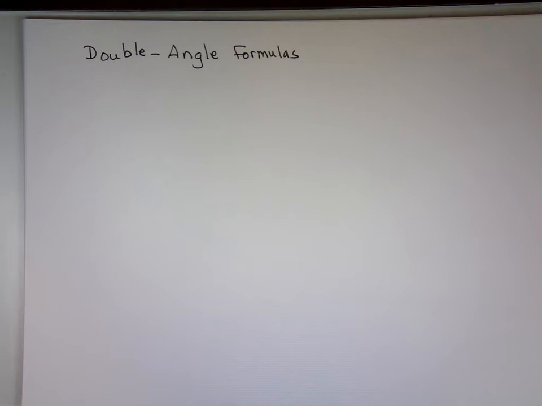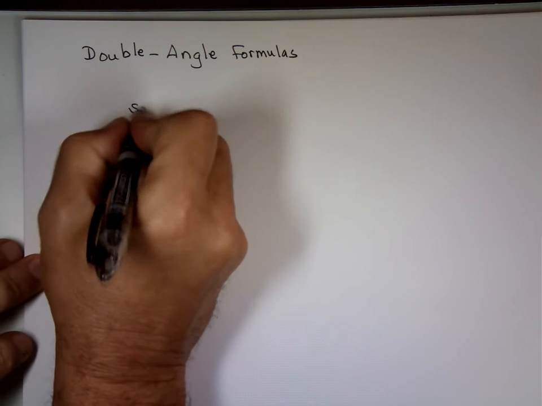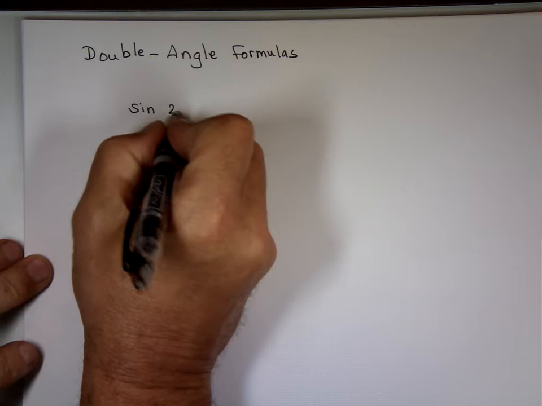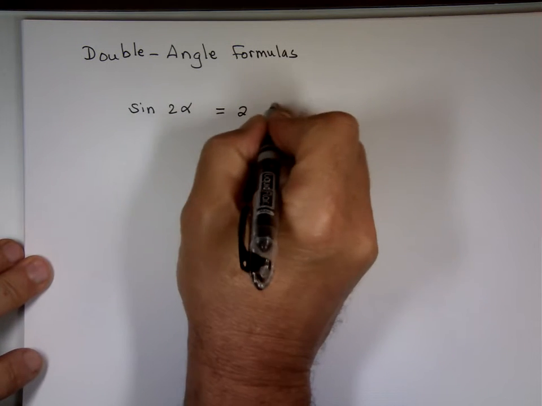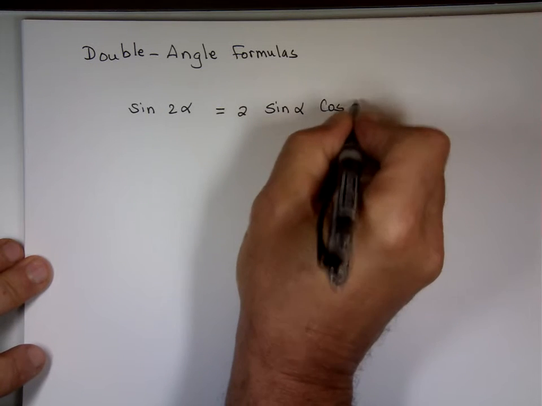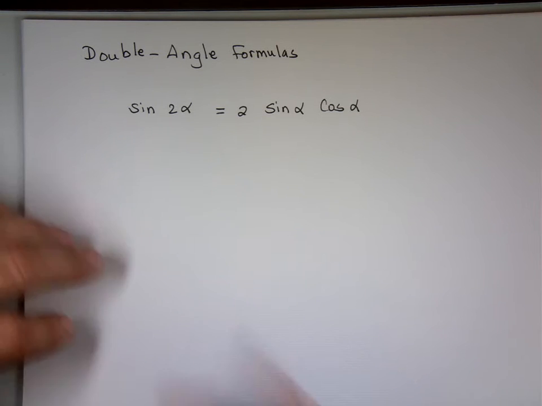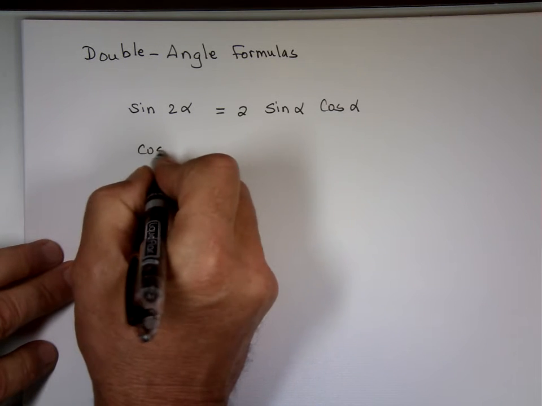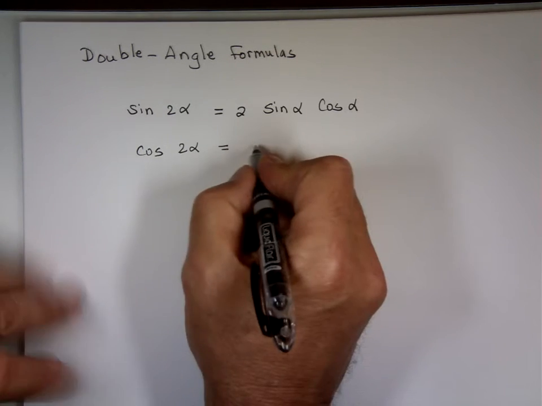So double the angles. We get two of them to look at, or three actually, and that's sine 2 alpha. And you can write that as 2 times sine of alpha, cosine of alpha. There's only one choice for that. That's it. And we have cosine 2 alpha. Cosine 2 alpha actually has 3 choices. It's really 1.